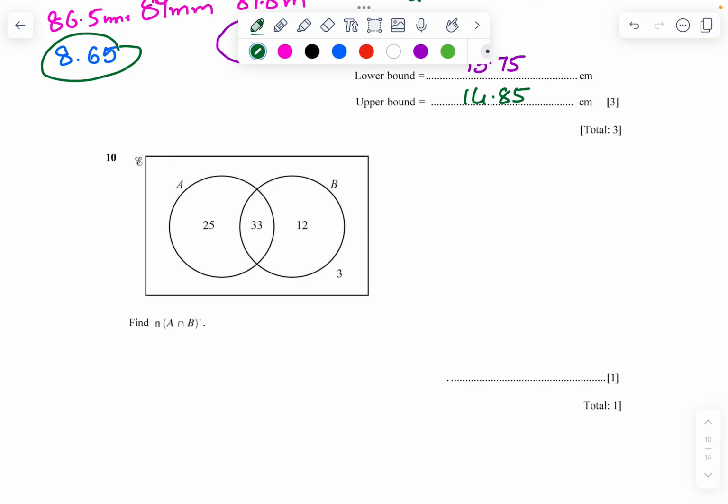Now, question number 10. N of A intersection B whole complement. So how many numbers are there outside of A intersection B? 25, 12, and 3. 25 plus 12 plus 3 is going to be 40.